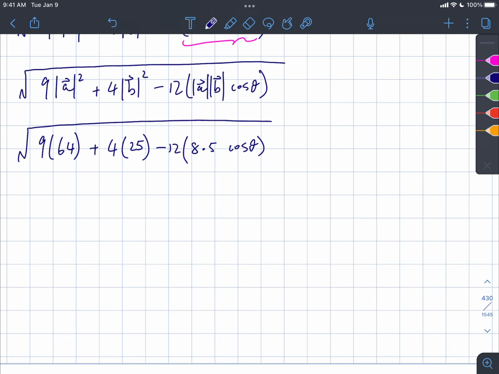Okay, and then we just calculate, right? If you have a calculator at hand, that'll be very convenient. So if you do it very quickly, 9 times 64 is 576. This is 100. And then minus, now this is just multiplication, right? Everything is multiplying each other, so you can just multiply the numbers first. So 12 times 8 times 5, again if you do it quickly, that's 480.